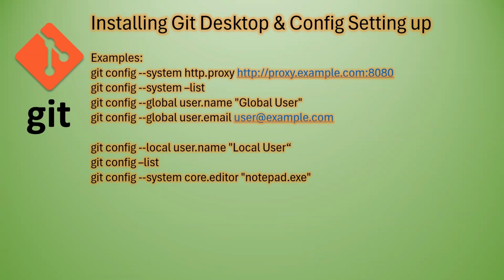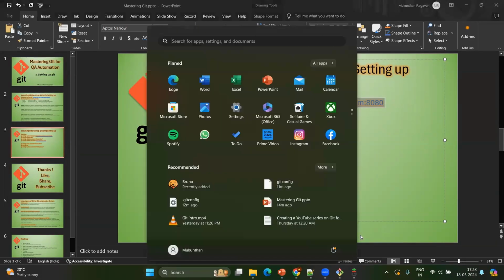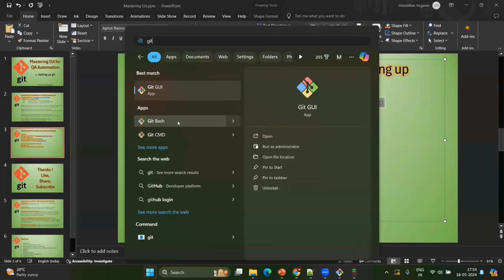Since we have discussed proxies, the proxy details would be at the system level, because this proxy detail is required for all the users who log into that system, for all the repositories. Let's try to add a dummy proxy detail at the system level. Let me copy this and type git. As we discussed, we can go with Git Bash.